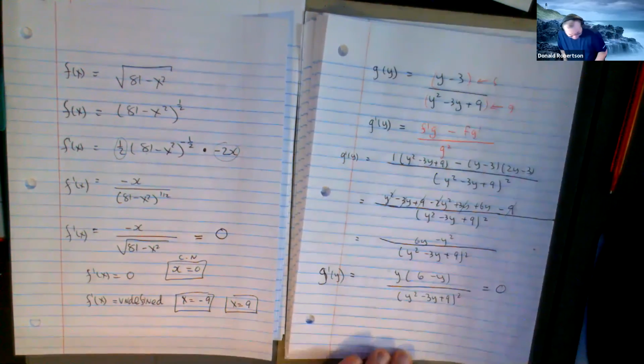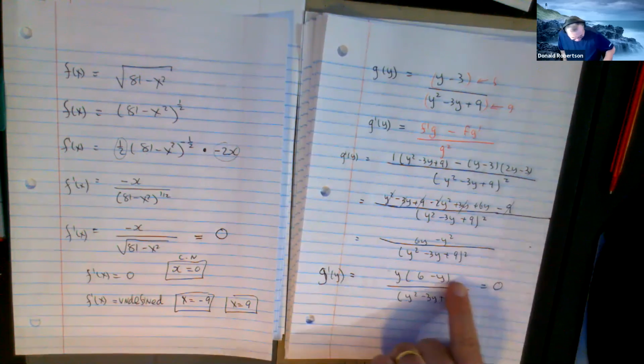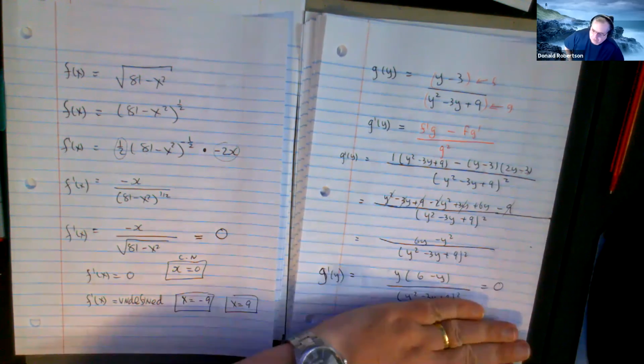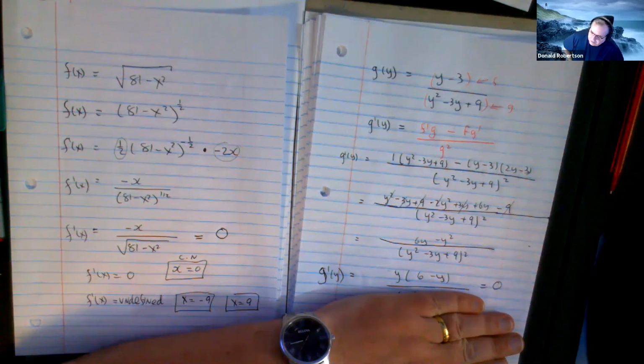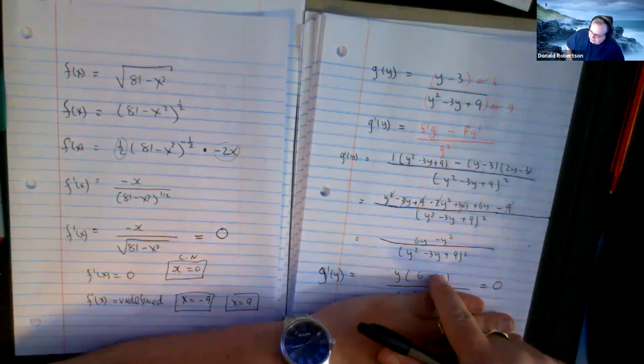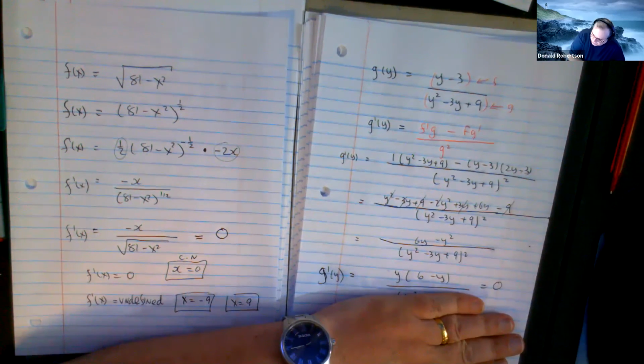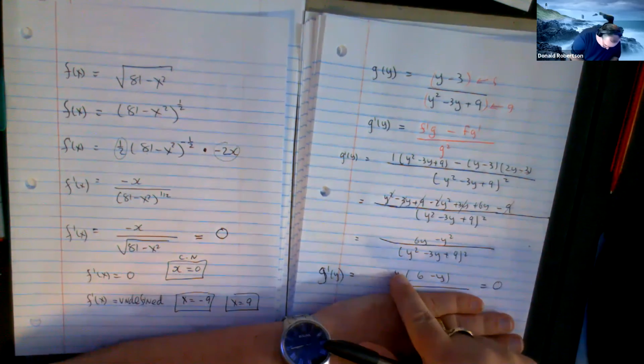Let's get critical numbers here. If this fraction is going to be 0, it's only going to happen when the top is 0. And since we've done a really good job of making it look pretty, would you agree y equals 0 and y equals 6? Agreed? Y equals 0, y equals 6.